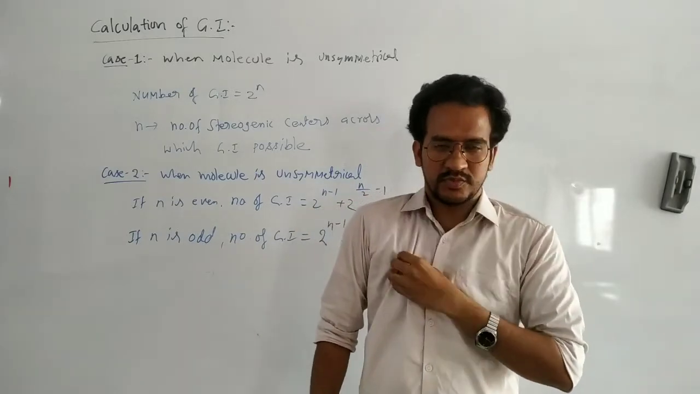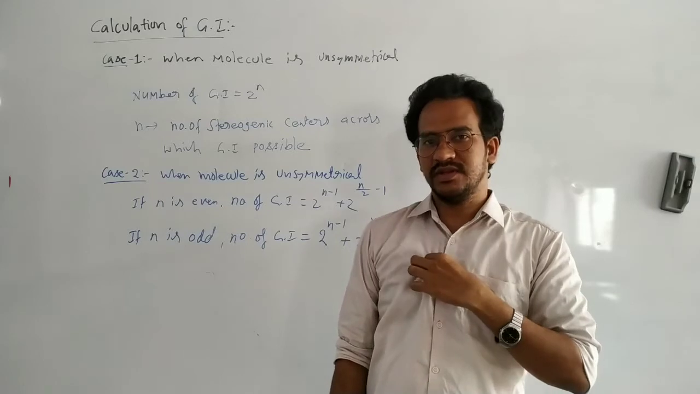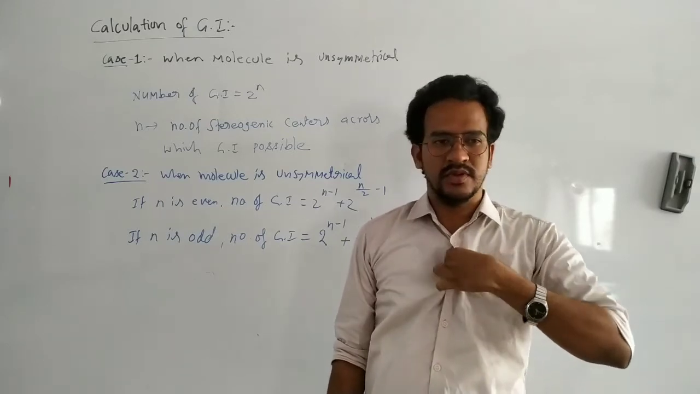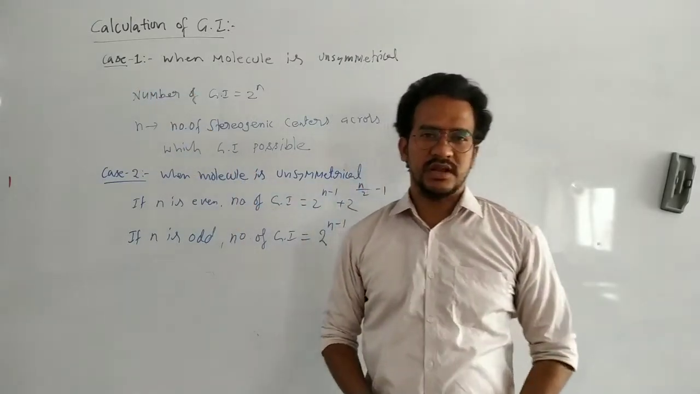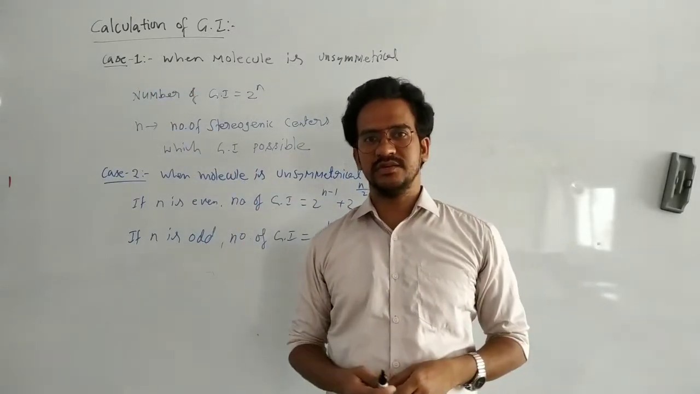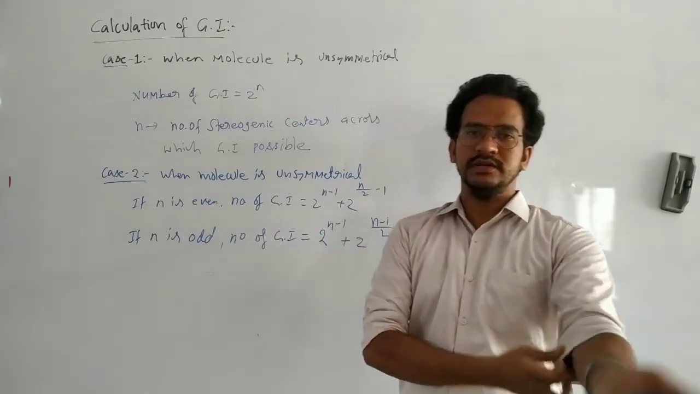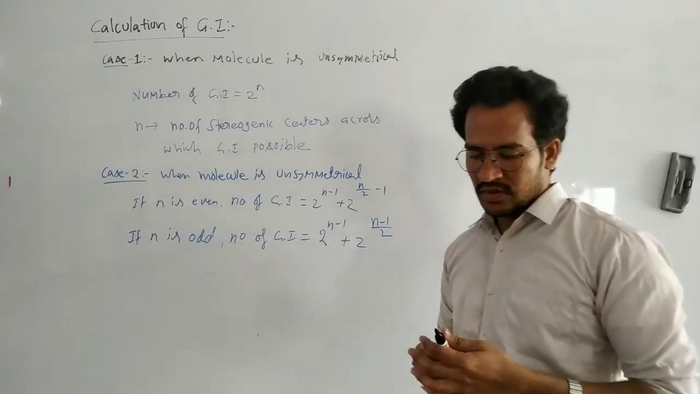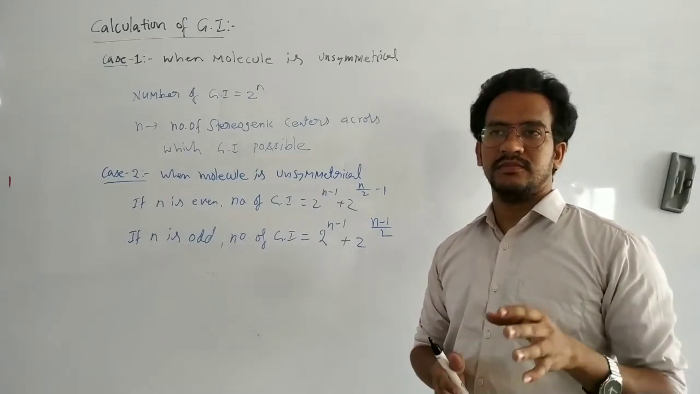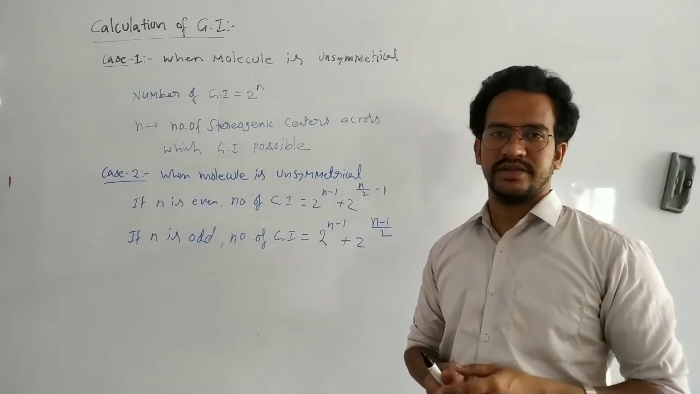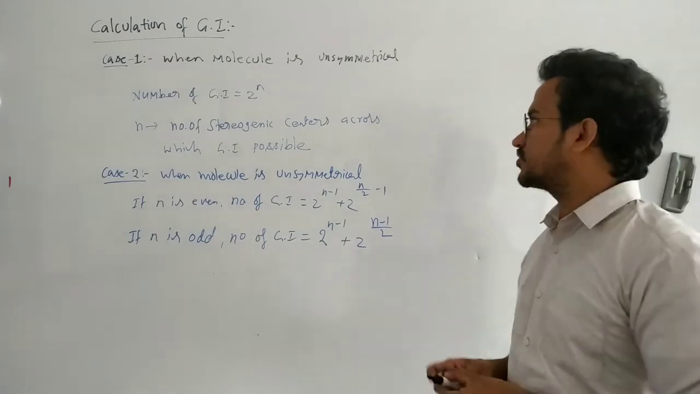Up to last class, we completed the concept of geometrical isomerism. Next, in this class, let us discuss the calculation of geometrical isomers. That means here, if there is one double bond that exists in cis and trans isomers, then for the one double bond we have two geometrical isomers.